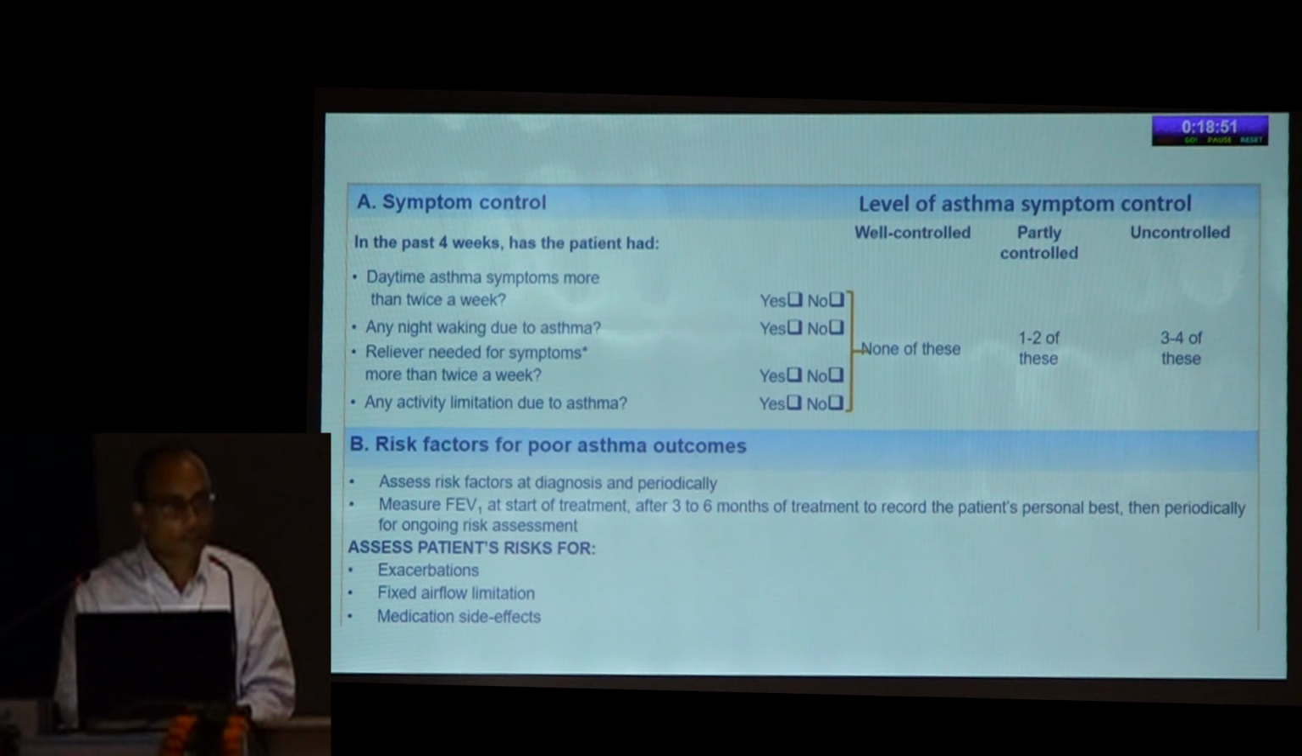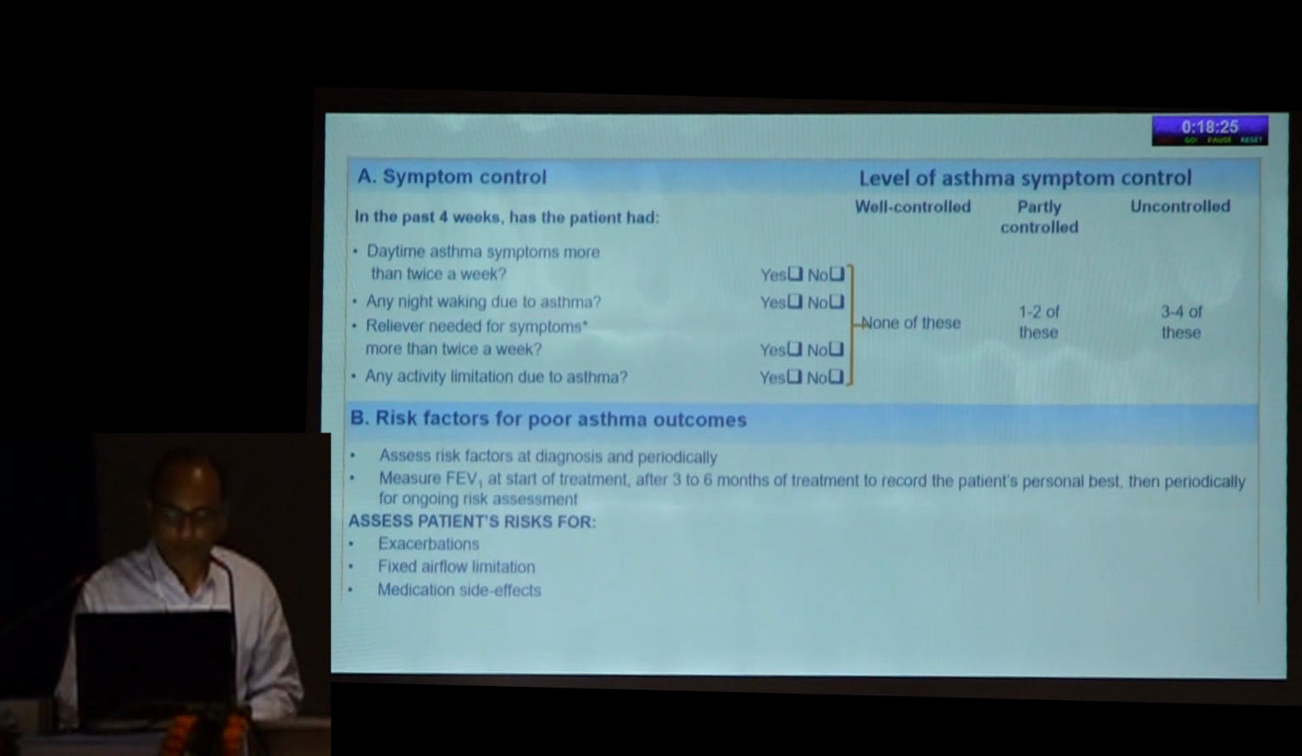Now there is something called risk factors for poor asthma outcome. This should be assessed at diagnosis and thereafter periodically also. One way is to measure FEV1 at diagnosis, and you can monitor that also. When you assess for these risk factors, there are 3 things that need to be assessed: the risk for exacerbation, the risk of fixed airflow limitation, and the medication side effects which the patient is taking. So these are the 3 headings.